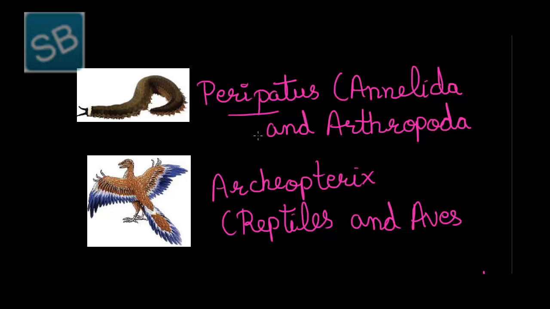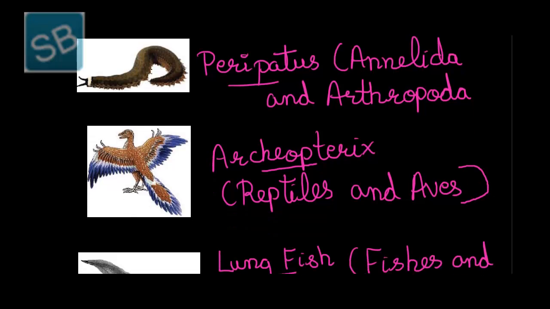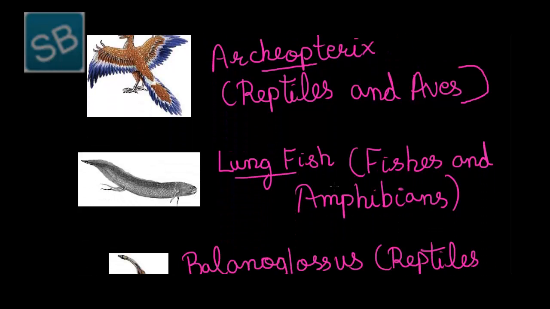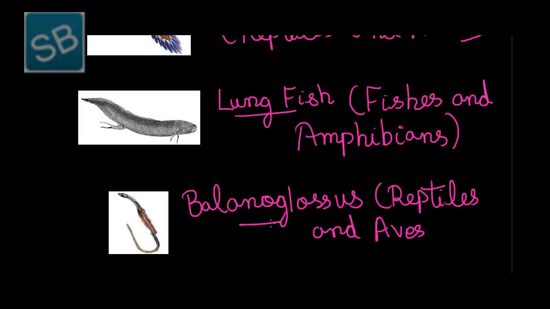For example, peripatus shows a connecting link between annelids and arthropods. The second is Archaeopteryx, which shows a connecting link between reptiles and birds. Further, the third example is lungfish, which shows a connecting link between fishes and amphibians. And fourth is balanoglossus, which shows a connecting link between non-chordates and chordates.